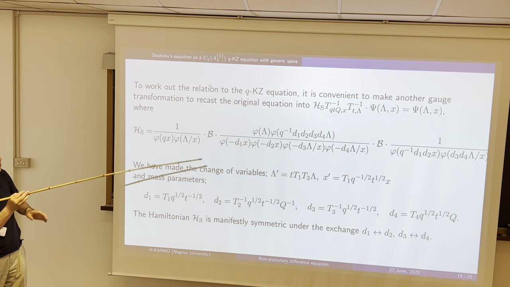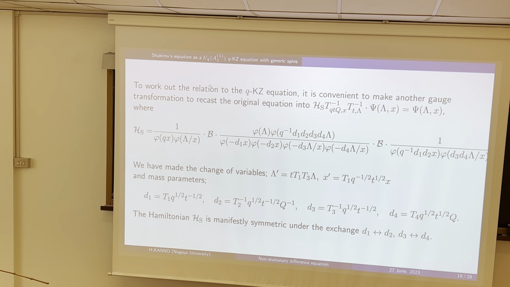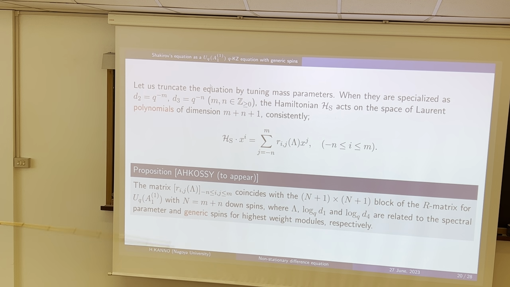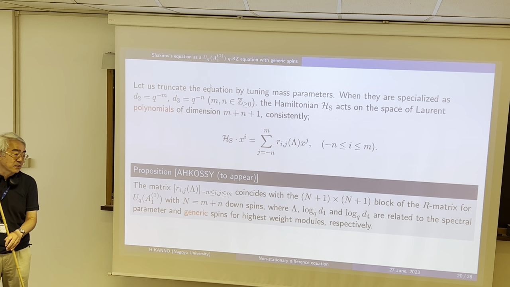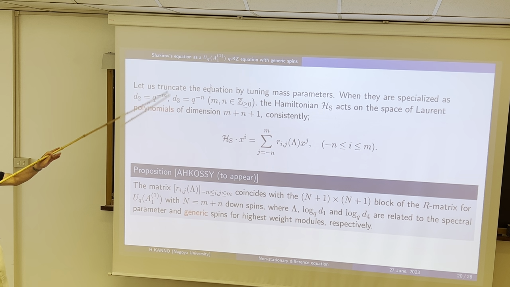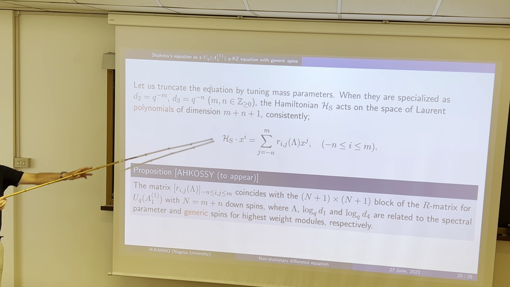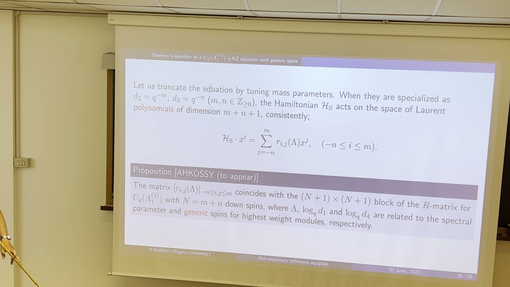By such a mass parameter tuning, the q-Pochhammer reduces to a q-shifted factorial. That is one good point. Also, originally the Hamiltonian acts on Laurent series in x, but after this truncation or tuning, this Hamiltonian acts consistently on the finite dimensional space of Laurent polynomials. That is a nice point, at least mathematically.